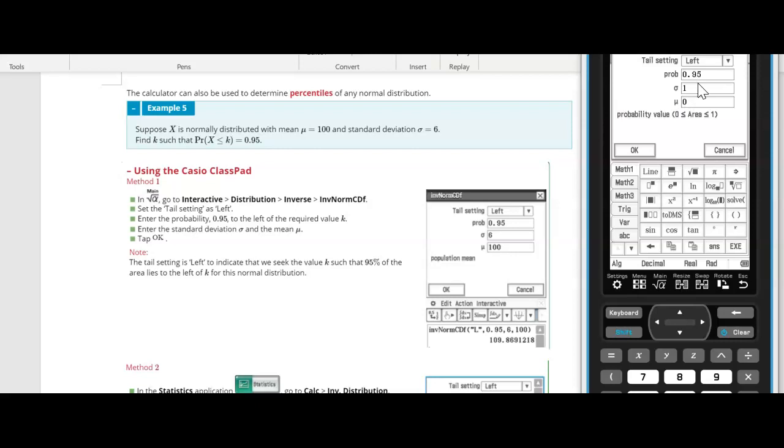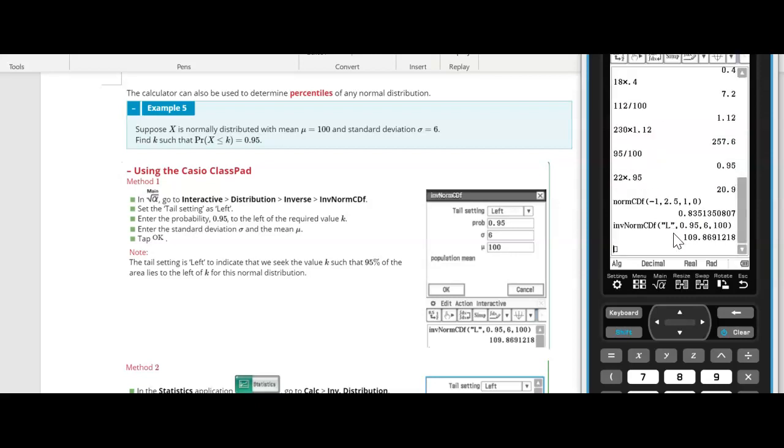And this time our mean, so first of all, they gave the standard deviation. So your standard deviation is 6 and your mean is 100. Just make sure you get them around the right way. Although I don't think, you're going to cooperate, calculator? There we go. It probably, oh no, it would still work. You could have a mean of 6 and a standard deviation of 100, but that would be really weird.